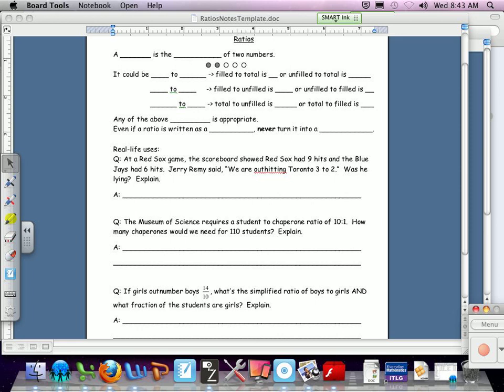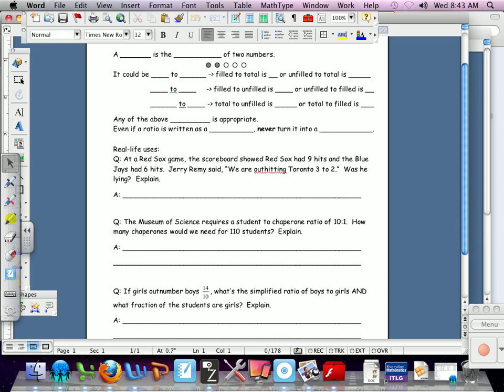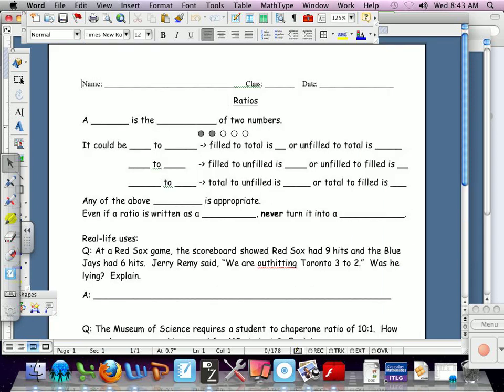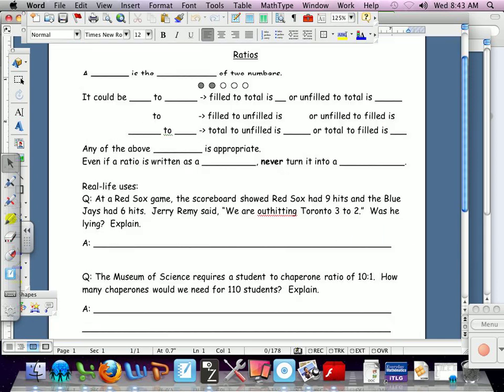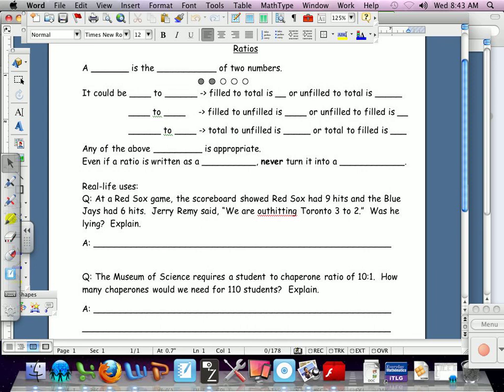Ratios, I am actually going to need to zoom in if I can to fill in the notes. It seems very blurry again, but I don't really know what's going on.